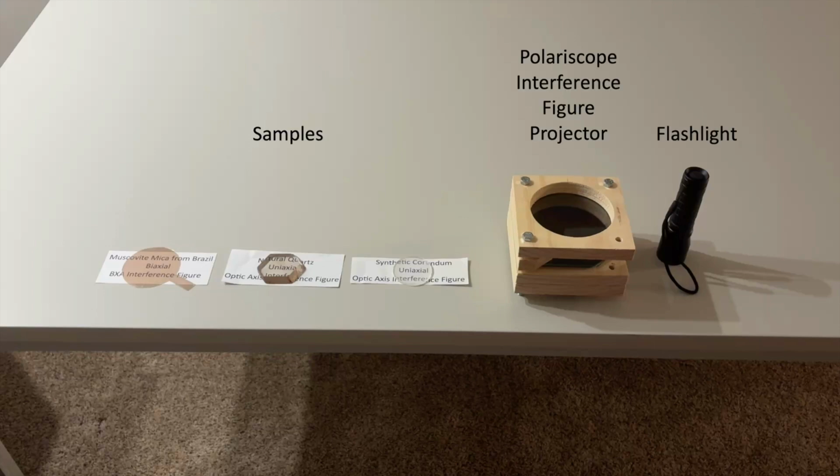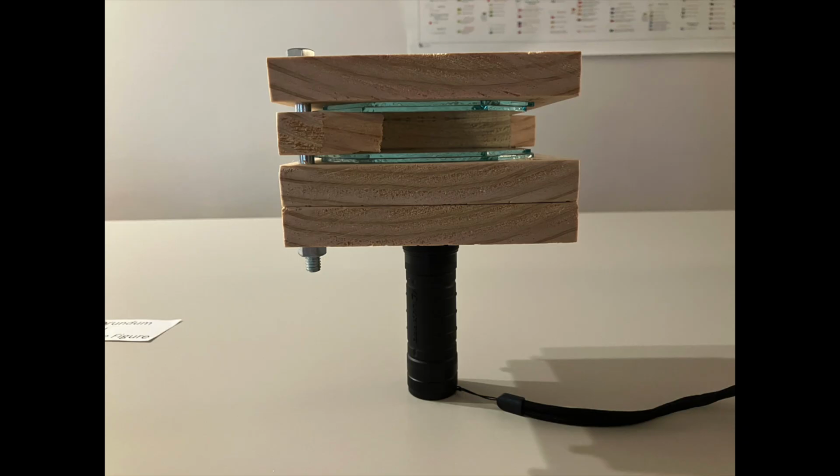Here we have a flashlight, a polariscope specifically designed to project interference figures, and 3 of my favorite samples. This setup is similar to a conoscope. However, for today I'm going to call the polariscope that's specifically designed to project interference figures the polarojector. Let's take a closer look at a side view of the polarojector to figure out what it actually is.